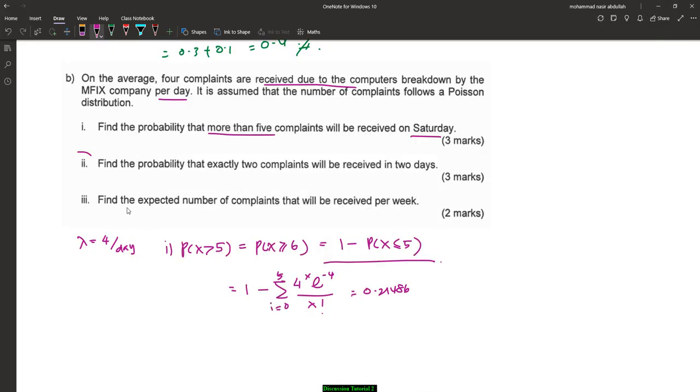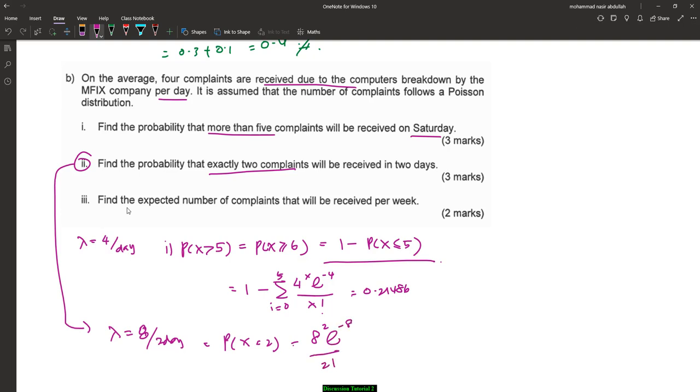And then number 2, right? Find the probability that exactly 2 complaints will be received in 2 days. So 1 day is 4, 2 days is 8. For 2 days, probability of X equal to 2. So you input into the formula, exponential negative 8 divided by 2 factorial. This is 0.01073.